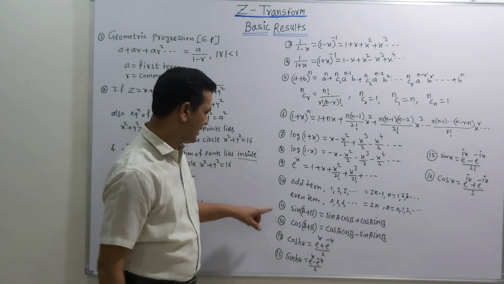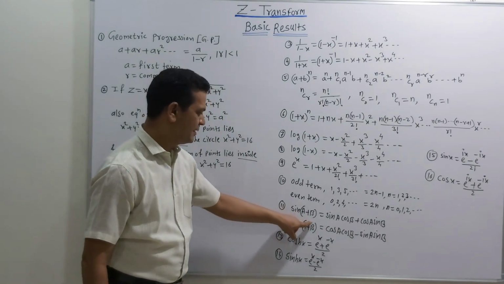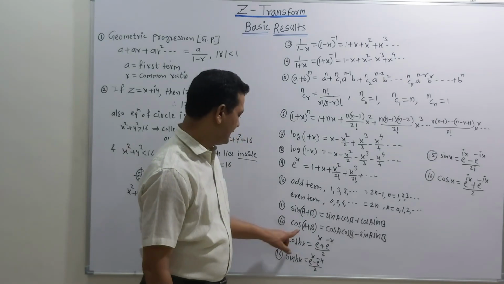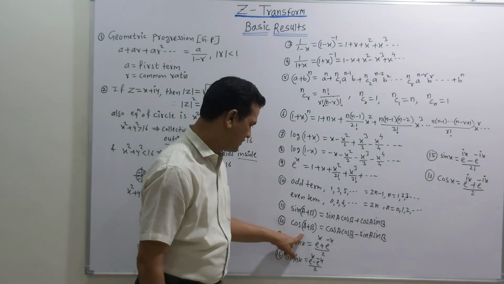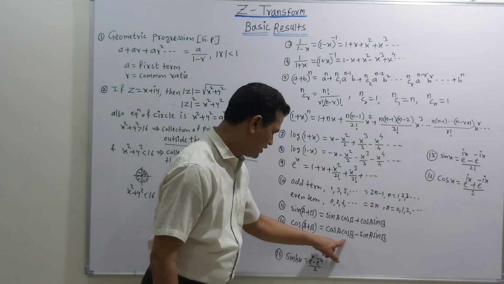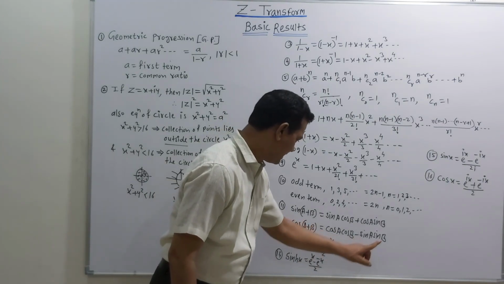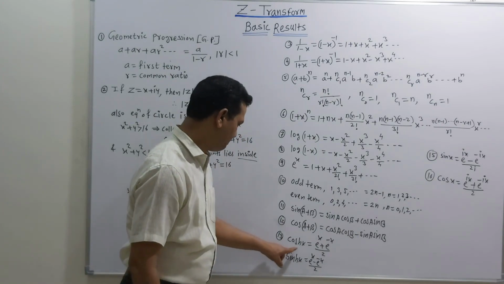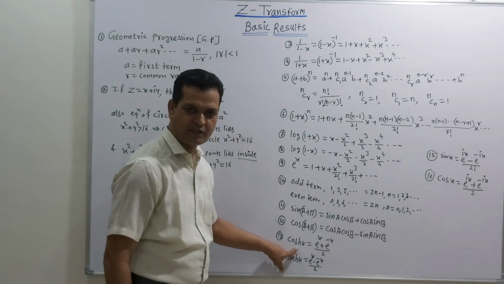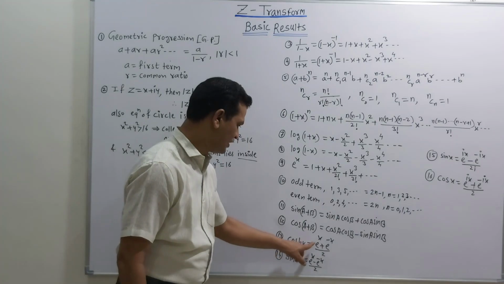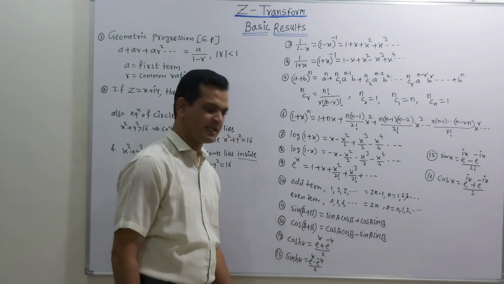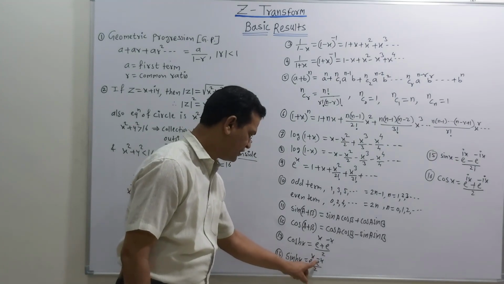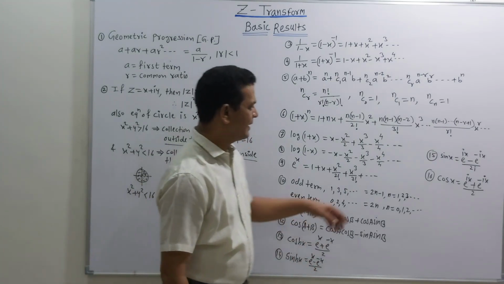Again we require the result of sine of (a plus b), which is sine a cos b plus cos a sine b. Then cos of (a plus b) is equal to cos a cos b minus sine a sine b. So these are two important results. Then we know the hyperbolic function results. Cos hyperbolic x is equal to e raised to x plus e raised to minus x upon 2. Sine hyperbolic x is e raised to x minus e raised to minus x upon 2.